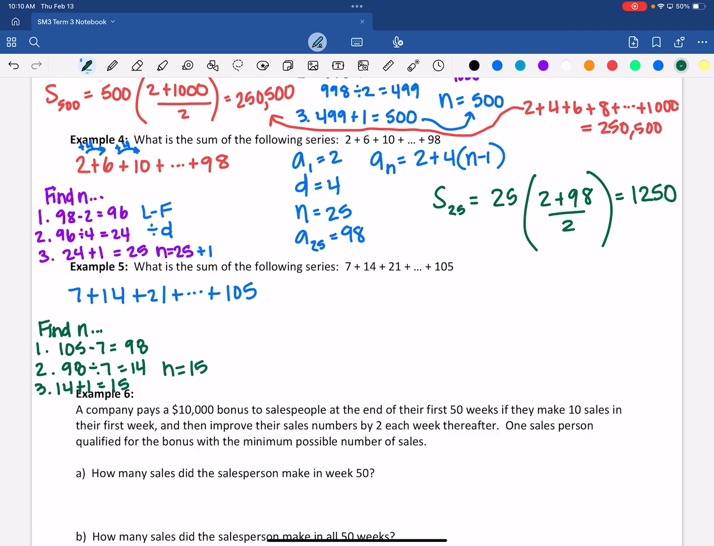Well, so far all I've done is this. Did you guys get your n to be 15? Yes. Okay. So our first term is 7. Our 15th term is 105. Our n is 15. Our d is 7. If we wanted to write explicit, it'd be 7 plus 7 times (n minus 1). And now we can do summation of the first 15.